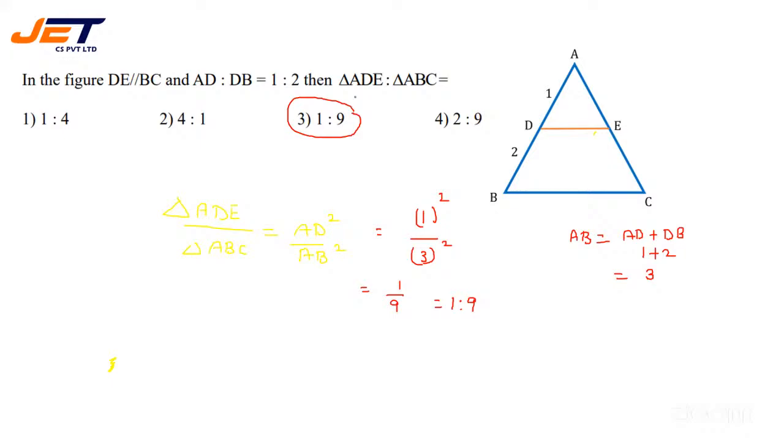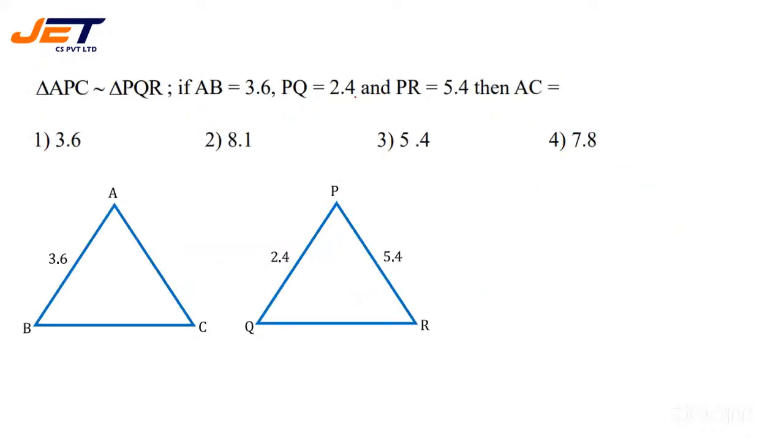All right, students. So hope this is clear. Let's move on to the next question. Triangle APC is similar to triangle PQR. If AB is equal to 3.6, PQ is equal to 2.4, PR is equal to 5.4. So now what is AC?